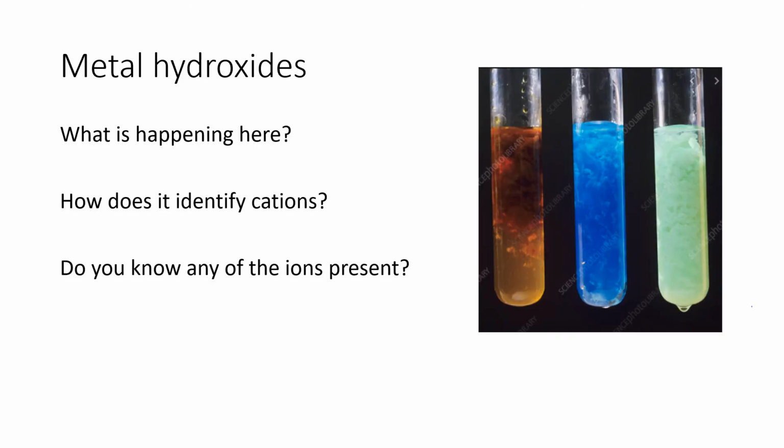So now we're going to move on to our next test, and this is looking at metal hydroxides. So I've got a picture here showing some positive results. So I want you to think about what is happening, how is it that it identifies the cations, and do you know any of the ions present? So from those 3 colours, do you know what the ions would be? So pause the video and have a think about the answer for those 3 questions.